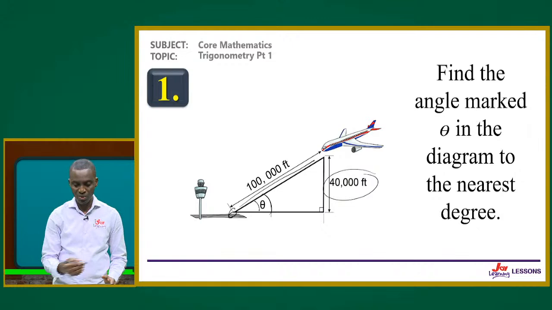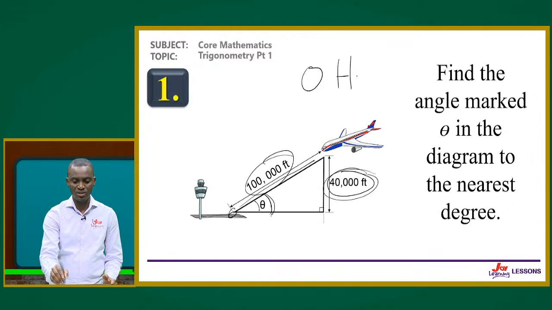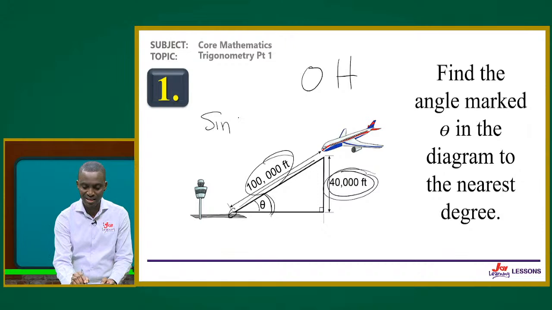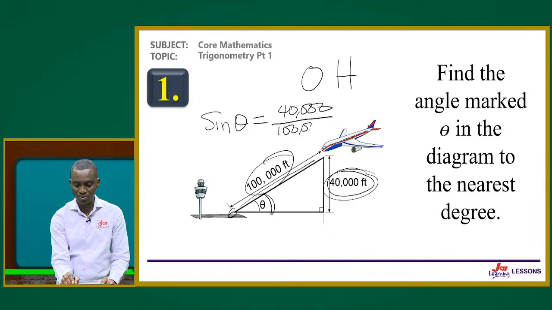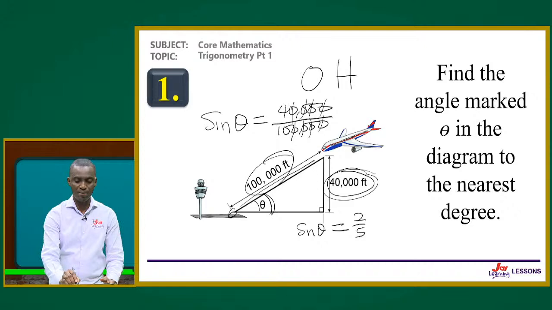We can do this easily. Because we want to find theta, what do we have in the question? We have opposite and we have hypotenuse. Which of the ratios goes with opposite and hypotenuse? Sine. So we start by saying sine theta is equal to opposite, which is 40,000, divided by hypotenuse, which is 100,000. You do your simple calculation, and you're going to get sine theta is equal to 2 on 5, dividing here by 2 and here also by 2.